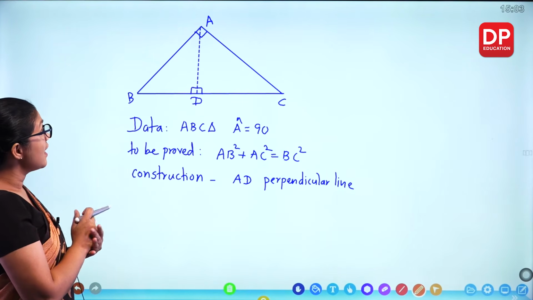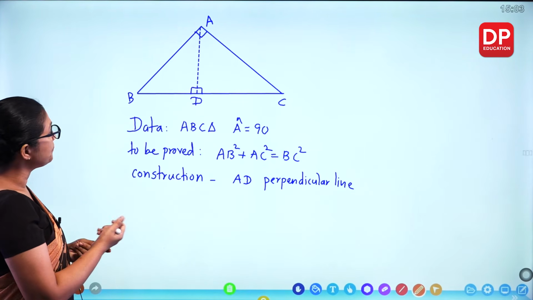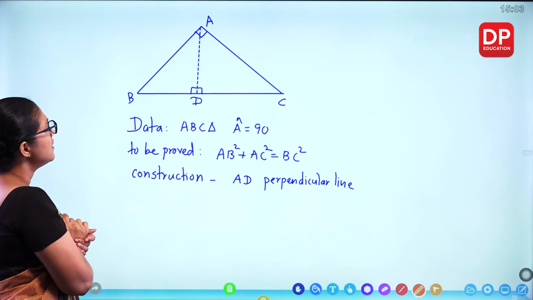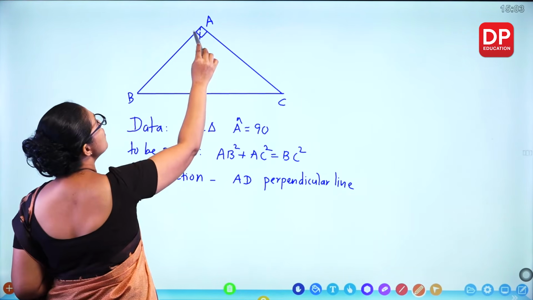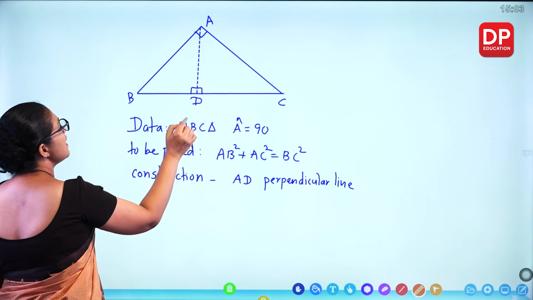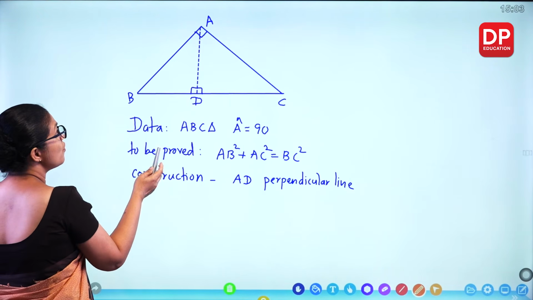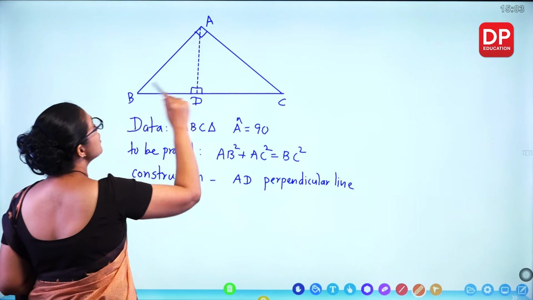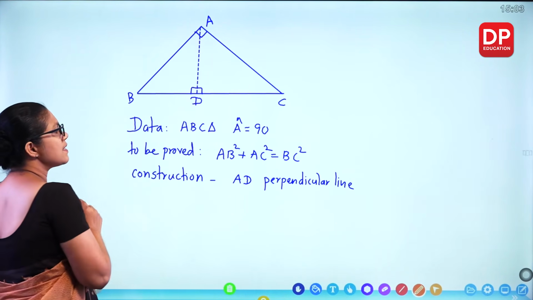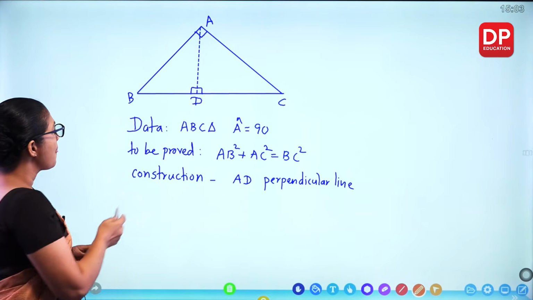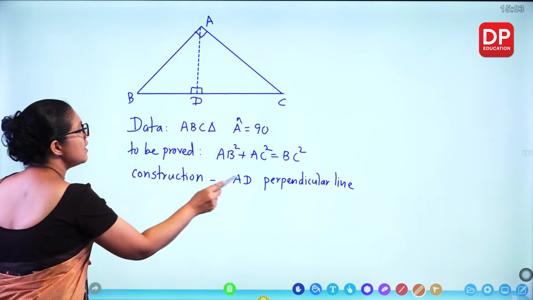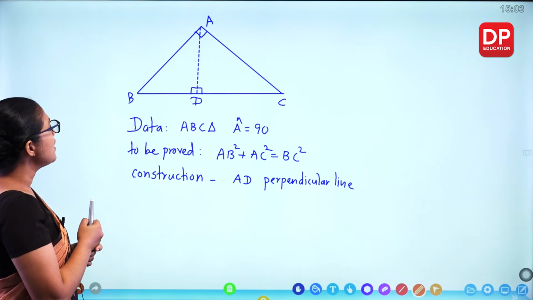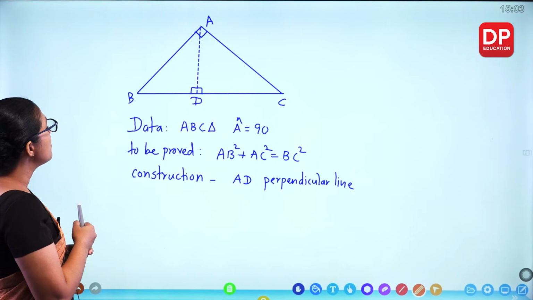Now we'll take the formal proof. So take the ABC triangle and the data is, we know this angle is 90 and we need to prove that this is the hypotenuse. BC squared is equal to AB squared plus AC squared. We are doing a construction here. AD is a perpendicular line. Now we'll try to do the proof.